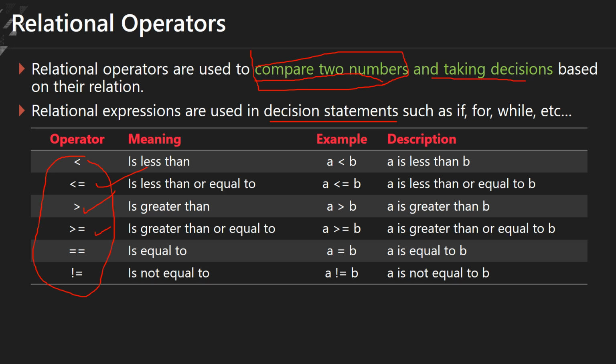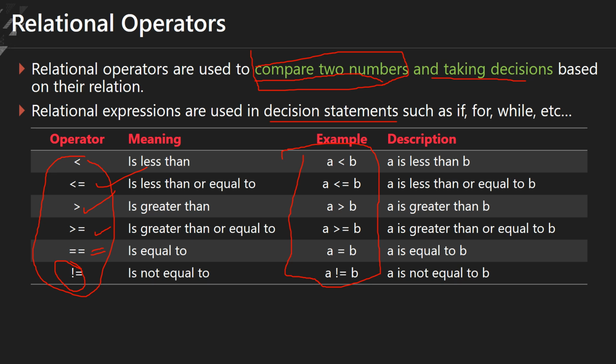Equal to, written with a double equal sign, compares the first number to the second number. And the last one, a negation operator, is called not equal: the first number is not equal to the second number. Based on the application, we will be using these operators to take decisions in your program. I hope we understand this concept.